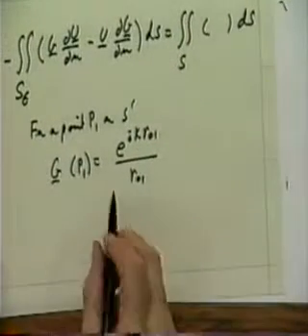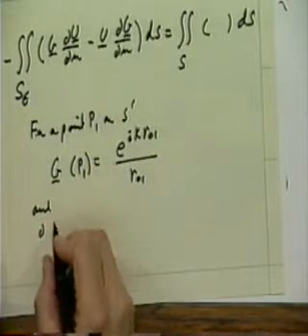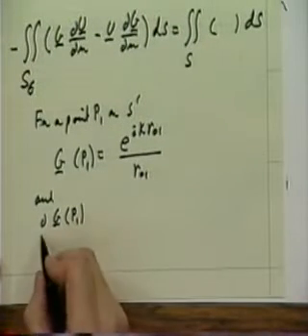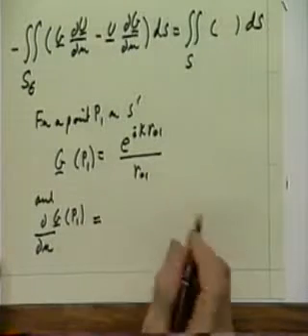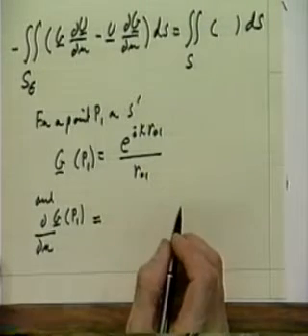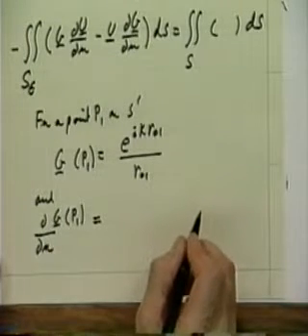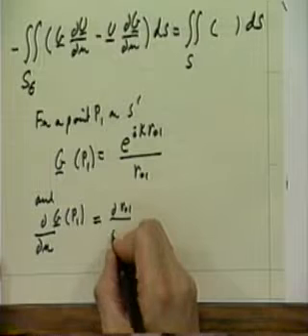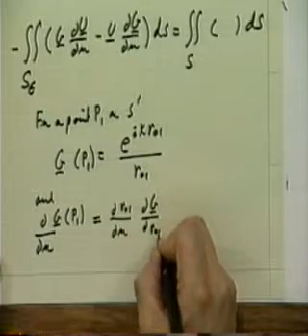And we could write then that the partial of G at this point P1 on the surface with respect to n, so this is the normal, is equal to, going through and doing this derivative, the partial of R with respect to n times the partial of G with respect to R. So I could say the partial of R01 with respect to n, partial of G with respect to R01.